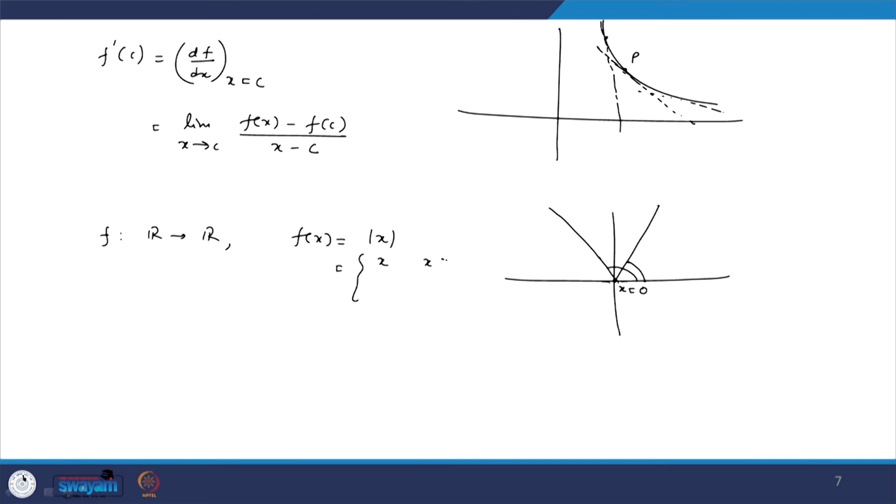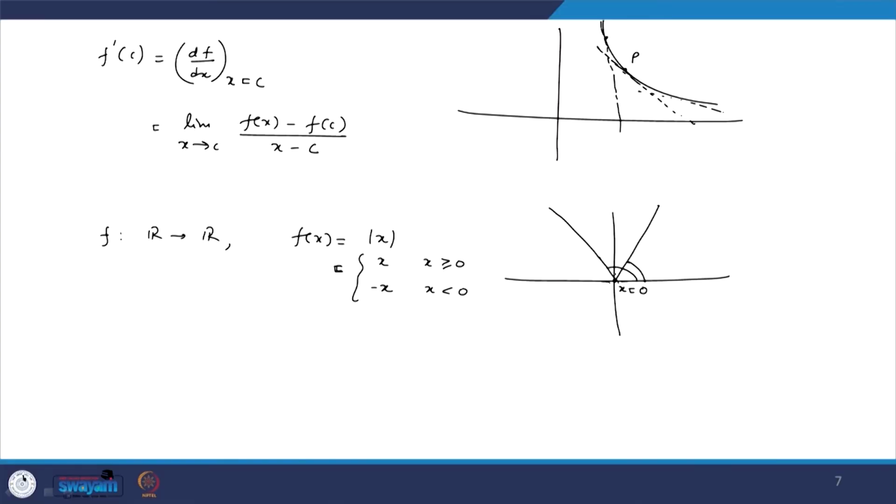I am not discussing the proof here, but you can also prove it by using the definition of continuity or differentiability. So, if at a point from the left hand side you get one slope and from the right hand side you get a different slope, then we say the function is not differentiable at that point.